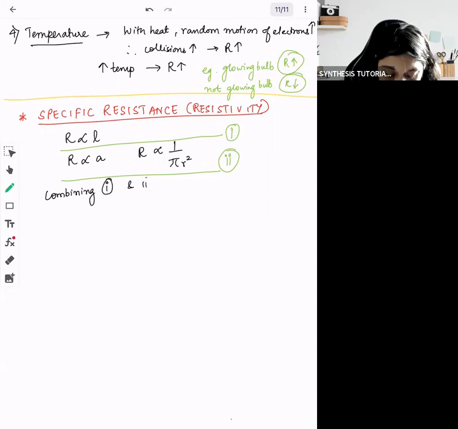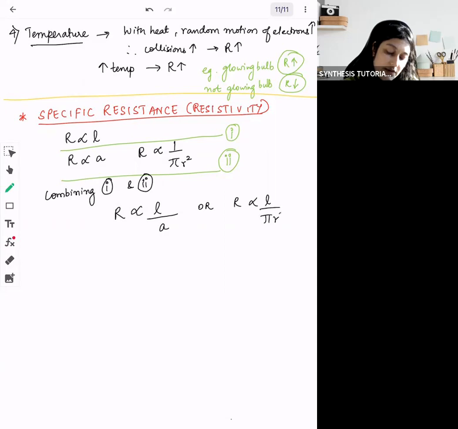okay, so I can write length in the numerator while keeping the proportionality sign. Length is the numerator because it's directly proportional, and area in the denominator. Okay, this is one way to write it. और अगर area की जगह मुझे pi r square लिखना है तो भी length तो numerator में रहेगा और pi r square denominator में. This is my combination of the above, right?